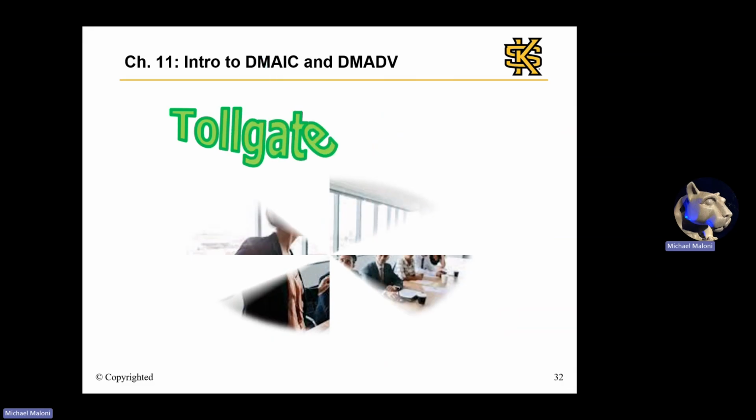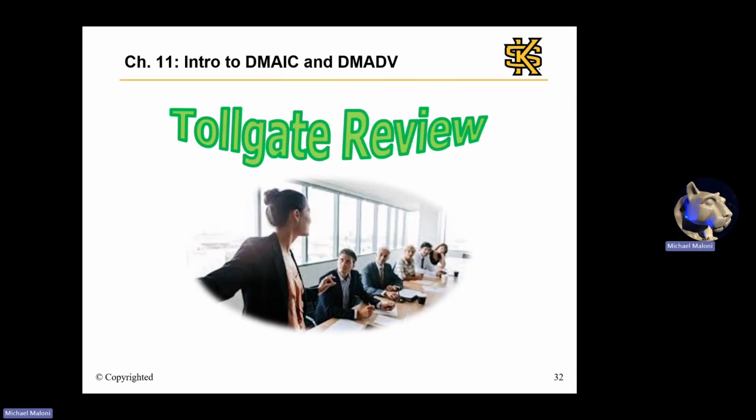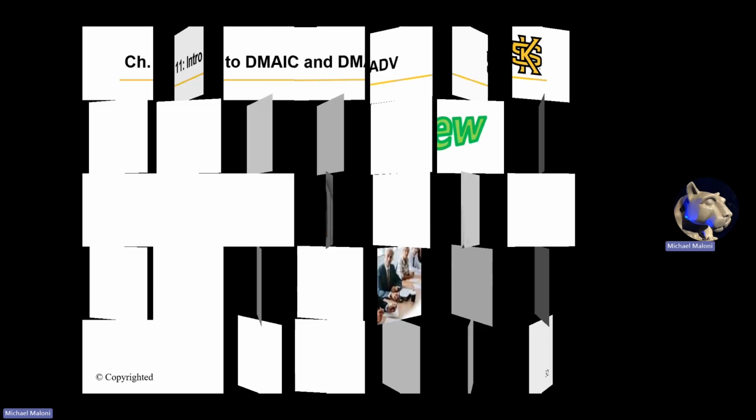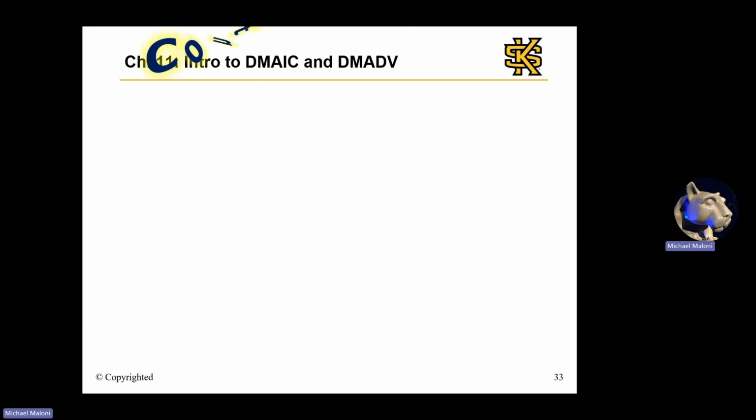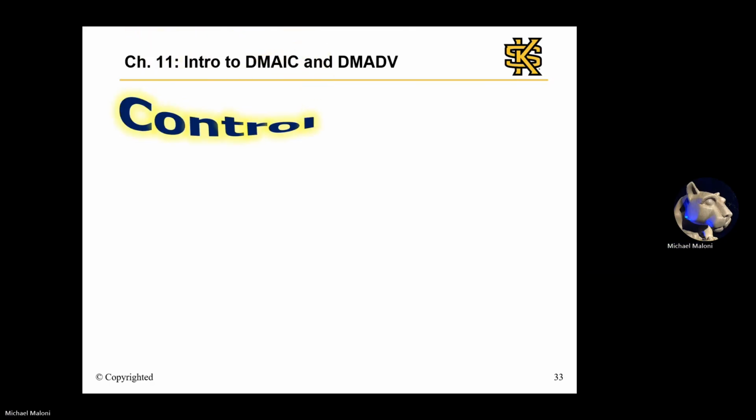And after the next tollgate review, teams move to the control step, which, like improve, is unique to DMAIC. Control is where the process is transitioned to a daily work environment. So the idea of control is that the process does not revert to the previous version once the attention and support from the project team are gone.